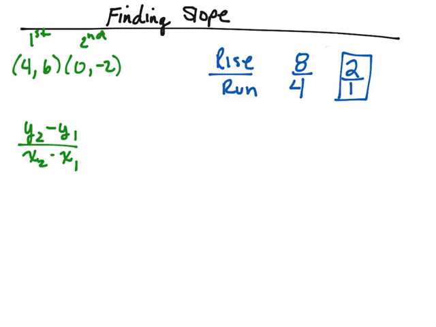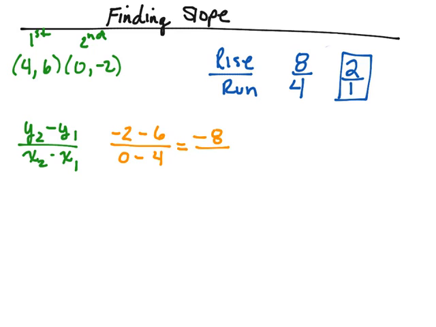So I'm going to take the second y value, which in our case is going to be the negative 2. I'm going to subtract the first y value, which in our case is going to be the 6. Then I'm going to do the same thing with the x's down at the bottom. So our second x is 0. I'm going to subtract from that the first x, and our first x is a 4. So watch what happens here. Negative 2 minus 6 is equal to a negative 8.